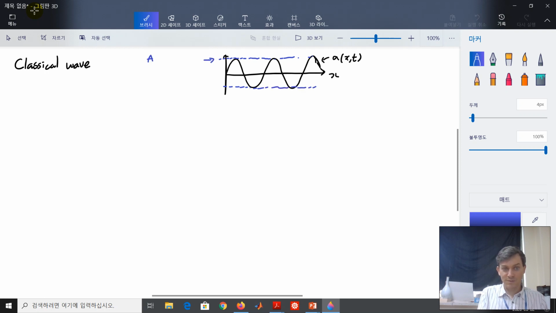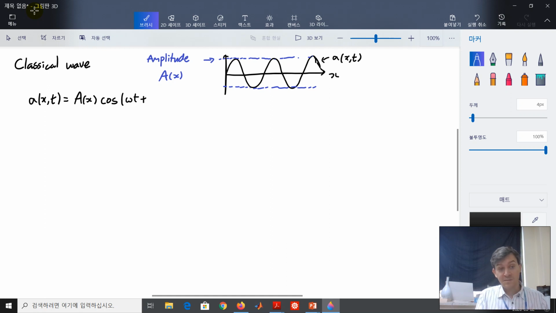So this is going to be the amplitude, which we can say a, and a will in general depend upon the position you are on the screen. You can have different amplitudes at different places. Then the wave can be described like a function a(x,t) is equal to a(x) cos(omega t plus some phase phi), which is a function of x. I've written it as cos for a reason you'll see in a moment.